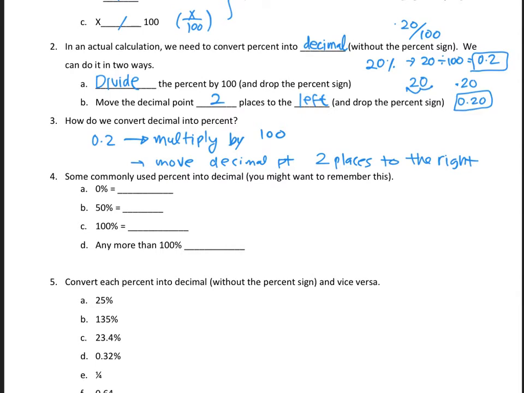I'm going to do a few problems in number 4 and number 5, and I'm going to have you pause and finish the rest of it. So let's look at part B of number 4, 50%. Again, how do I convert that into decimal? I can do 50 divided by 100. If you calculate that out on your calculator, I'm going to get 0.5.